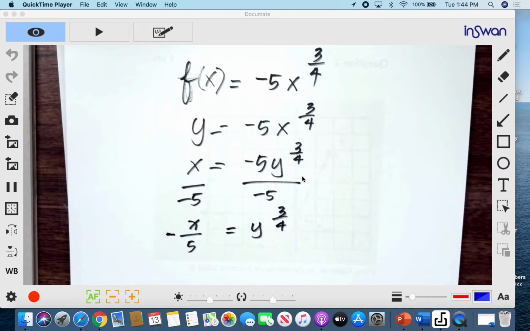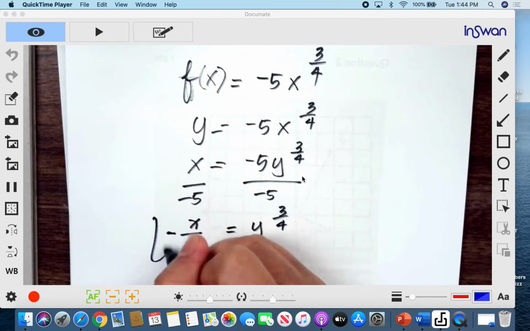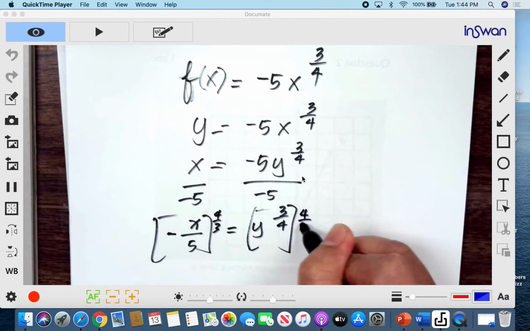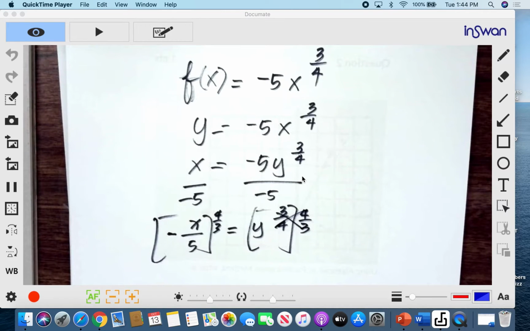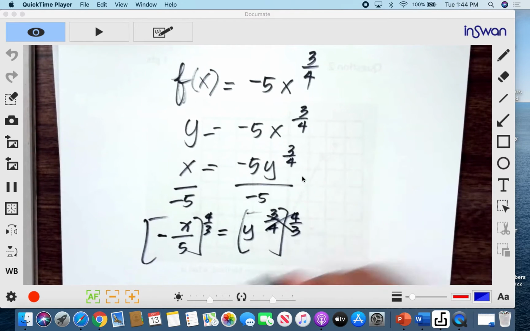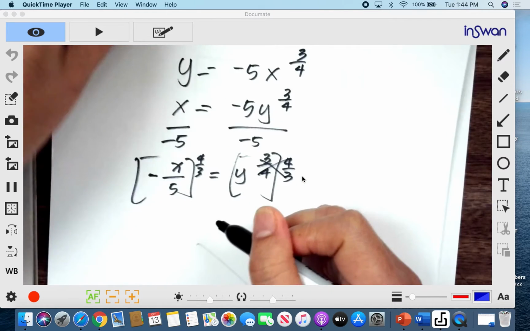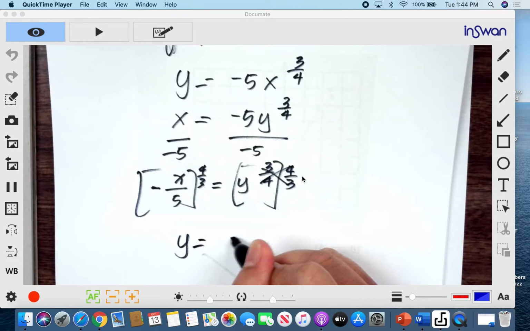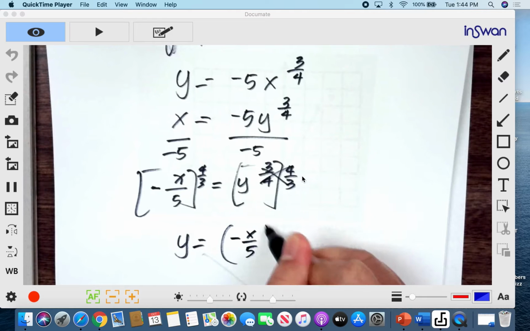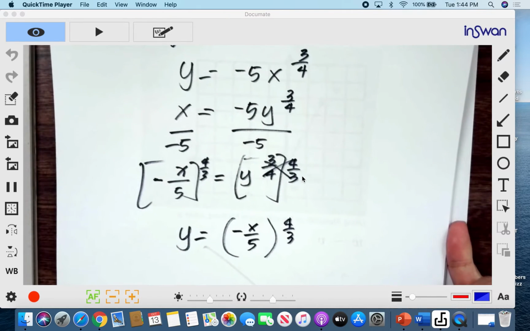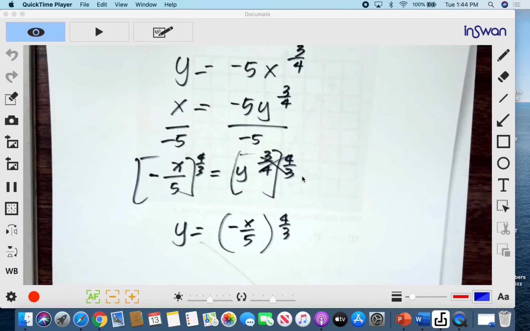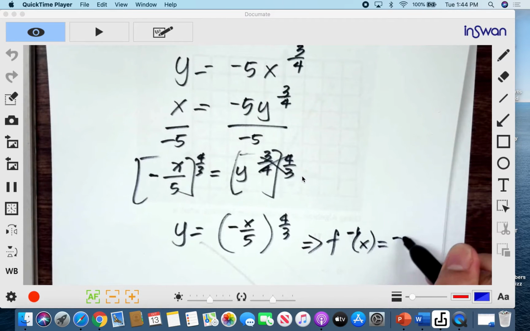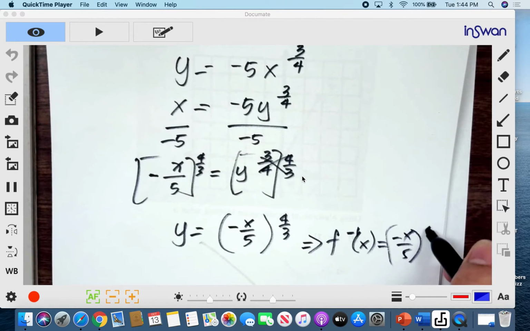But I want y raised to the first power. So we will raise the whole equation by the reciprocal of the exponent of y, which is 4/3, so making this equivalent to 1. So therefore, I will have now y is equivalent to negative of x over 5 raised to 4/3. So this would be enough as the inverse of the power function. Just put it in f raised to negative 1: f inverse of x equals negative x over 5 raised to 4 over 3.